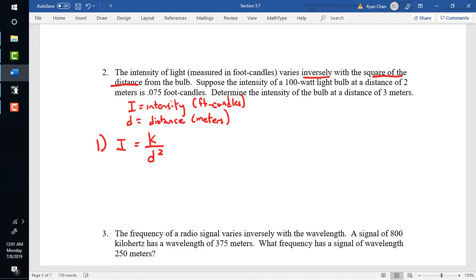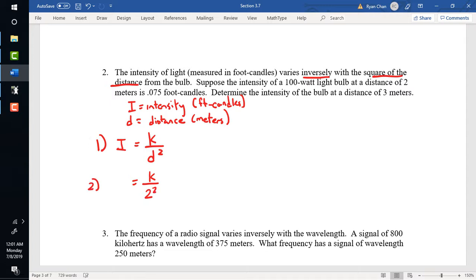Now, the structure though is still the same. You're still going to read along and it says suppose intensity of a 100-watt light bulb at a distance of 2 meters is 0.075 foot candles. And this is why we label our units so we know what we're talking about. Distance of 2 meters is 4. So I'm going to do 2 squared.